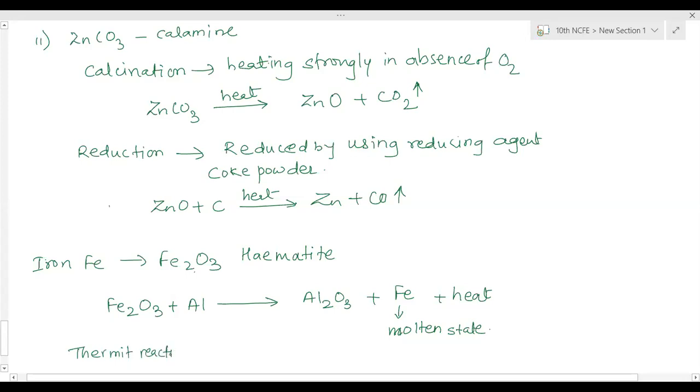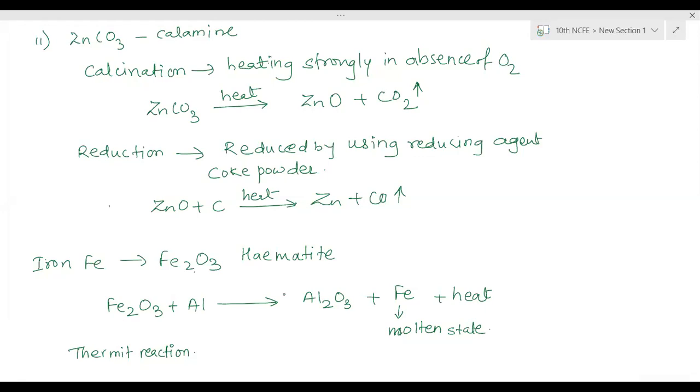Thermite process or thermite reaction. The reaction takes place with somewhat of heating. The iron oxide is a strong, very hard solid ore. It has to be heated first and aluminium powder is added to it. Aluminium oxide is formed and iron is obtained in the molten state. The same process is done on the railway tracks so that the molten iron moves down and fills the crack between the railway tracks.